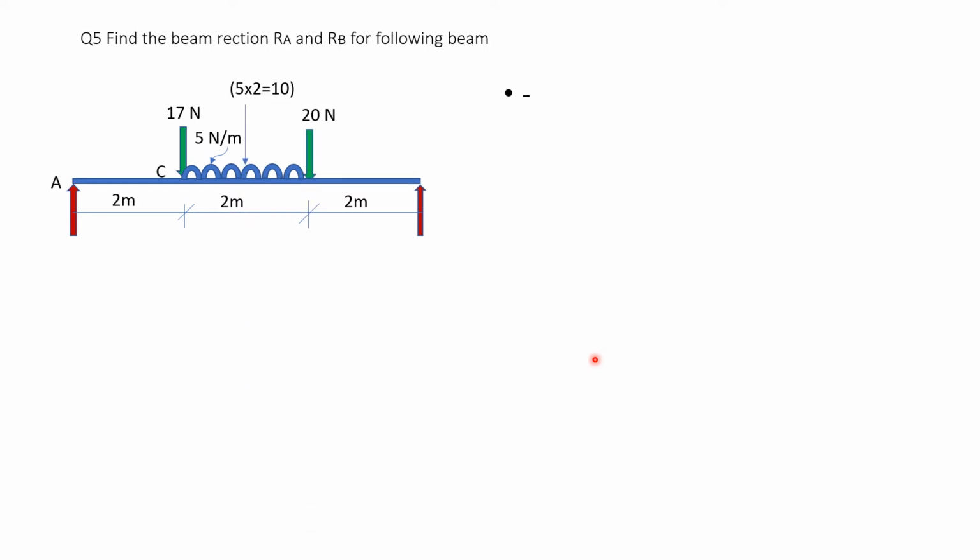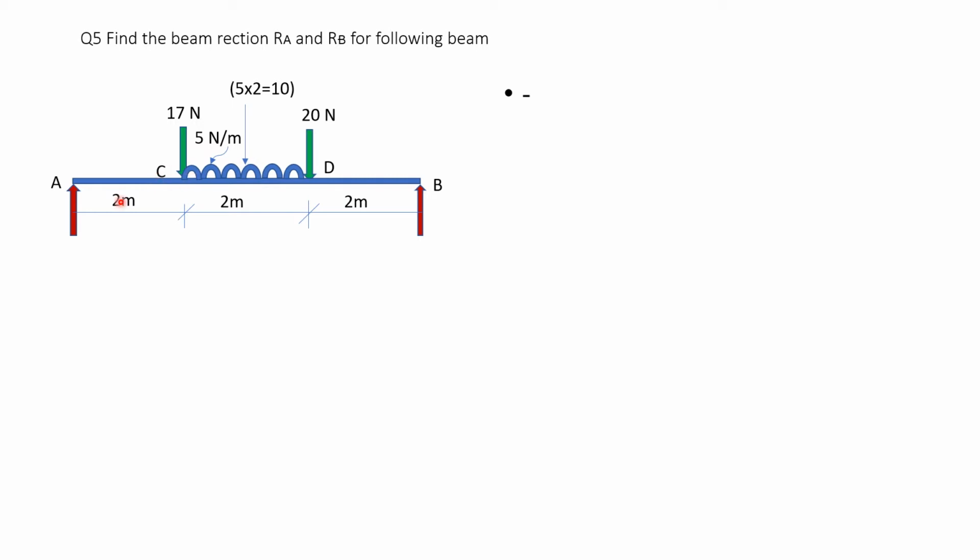Here at point C, 17 Newton force is acting, at D 20 Newton force is acting, and a UDL of 5 Newton per meter is acting from C to D. Now when the UDL is acting from C to D, its equivalent point load will be 5 into the span on which the UDL is acting, which is 2 meter. So 5 into 2, that is 10 Newton, will be the equivalent point load which I have shown here, and it will act at the center of CD, that is at 1 meter from C.